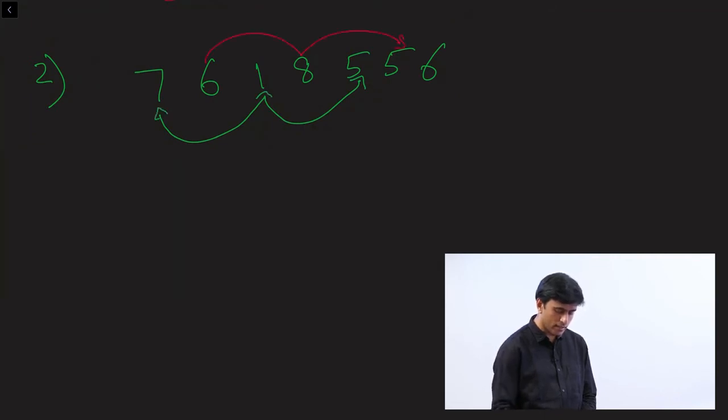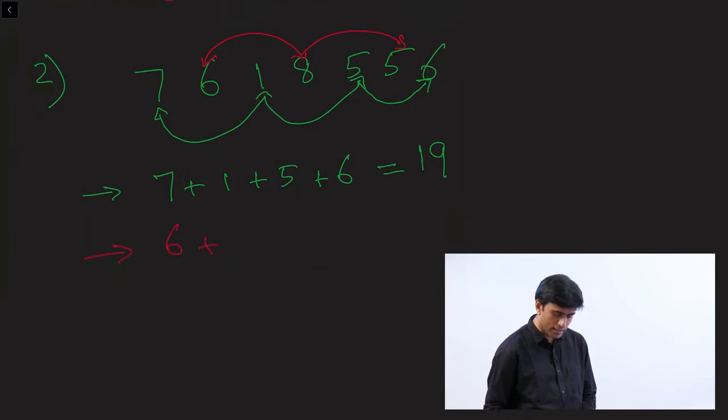Let's go ahead and work the sum. So the first: 7 plus 1 plus 5 plus, oh sorry, I forgot this, you have 6 also, plus 6. This is 19. How about the one in red? 6 plus 8 plus 5 gives you 19.